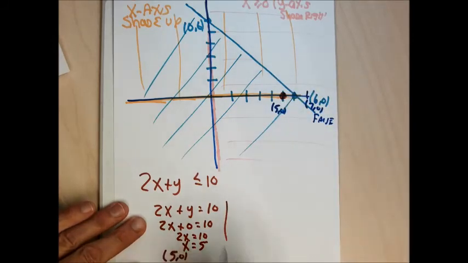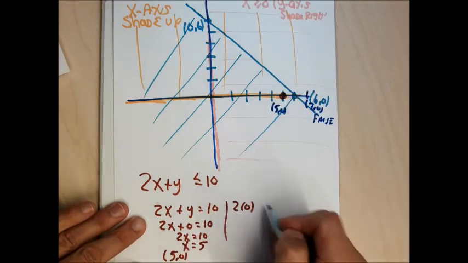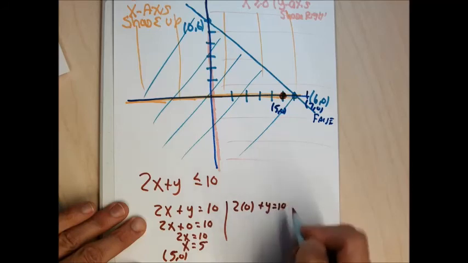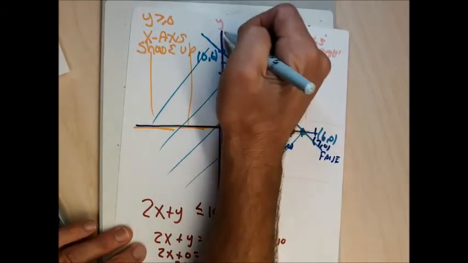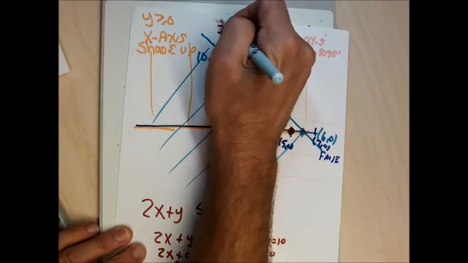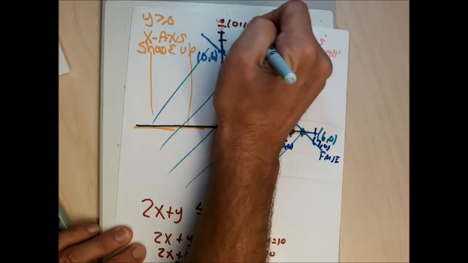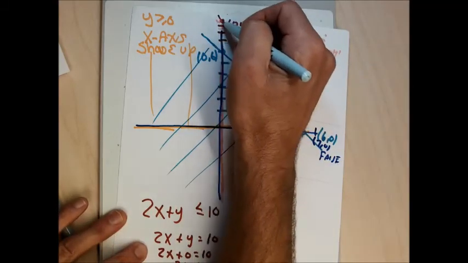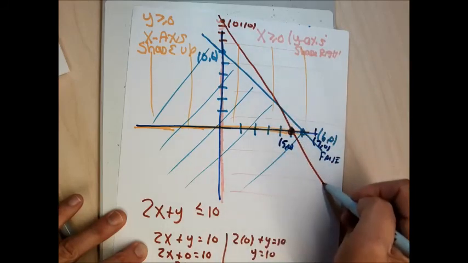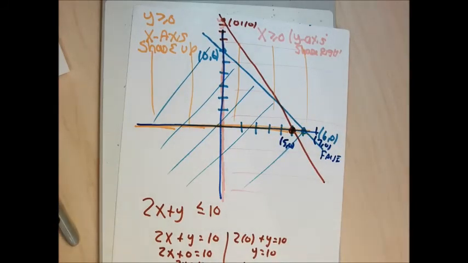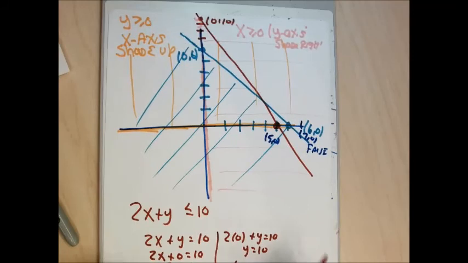And then I'm going to plug in 0 for x and go 2 times 0 plus y equals 10. That's going to give me y equal to 10, which is going to be the point 0, 10. And 0, 10, 7, 8, 9, 10 is up here. I'm going to connect these 2 points. I want to find out where these 2 lines intersect, but I don't have to right away. Now I'm going to figure out where to shade.